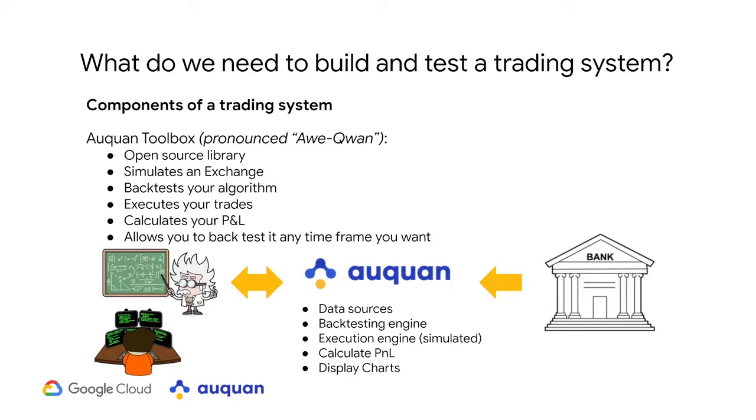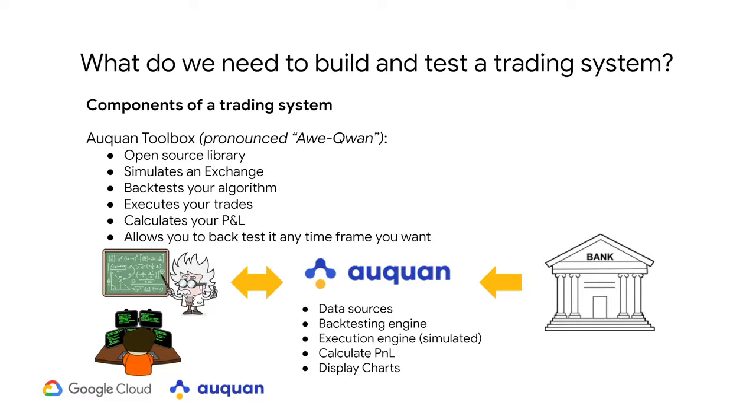With Aquan's backtester, all you need to do is set some parameters for trading. It'll provide you data sources, help you create some features, define your trading strategy, run your strategy, execute your trades, calculate your P&L, and finally, give you charts and graphs to help you see how it does.